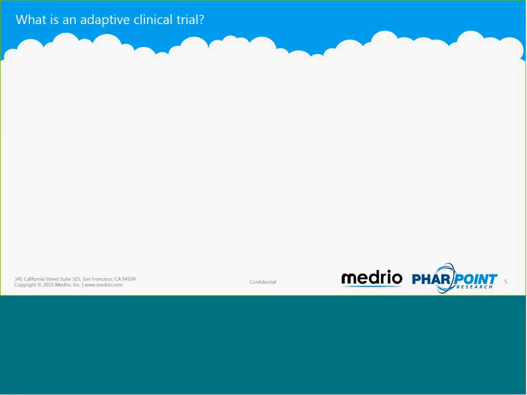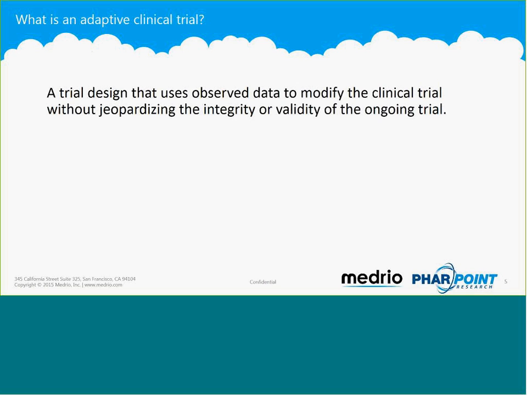Adaptive design. What is an adaptive clinical trial? On a basic level, it's a trial design that uses observed data to modify the clinical trial without jeopardizing the integrity or validity of the ongoing trial.